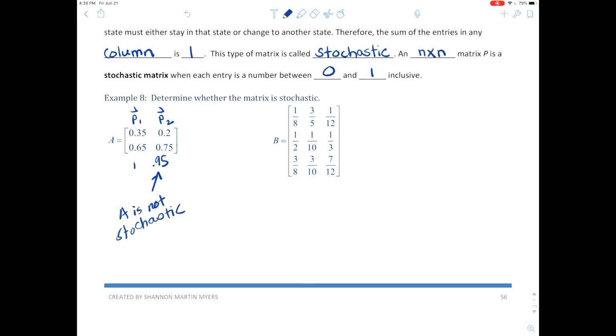Cool? All right, so B, we have now 3 columns, and summing them, what do we have? 1/8 plus 4/8 is 5/8 plus 3/8 is 1. And then 6/10 plus 1/10 plus 3/10 is 1. I'm getting a common denominator in my head. 1/12 plus 4/12 is 5/12 plus 7/12 is 1. So B is a stochastic matrix.